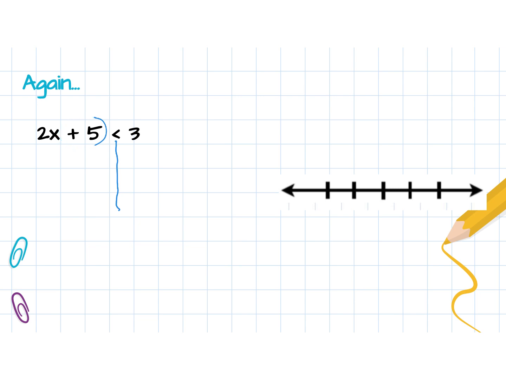Don't know for some reason. There we go. Okay, so let's do that. Plus 5, the opposite of plus 5, that's minus 5. And by now you're an old pro. You know you have to do it on both sides.